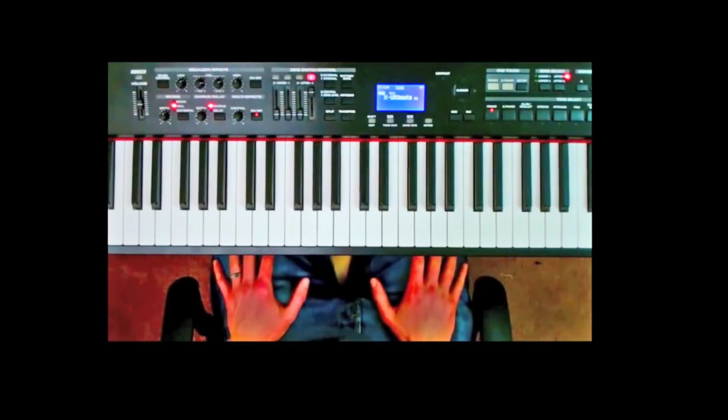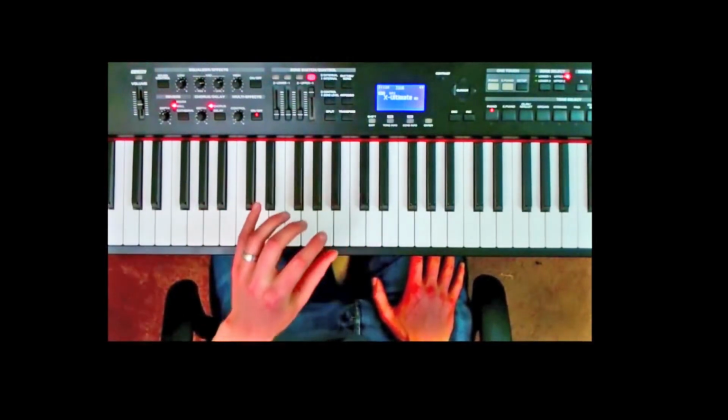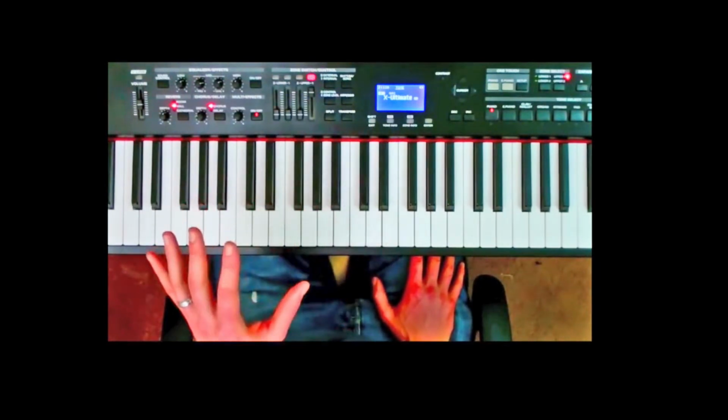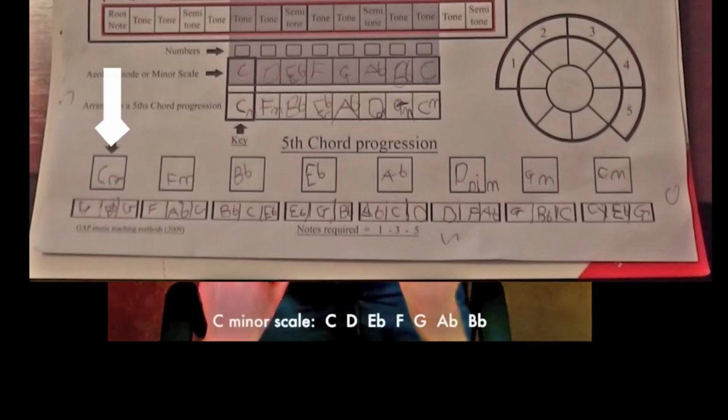So for a diatonic cycle of fifths, you go down a fifth each time, but you keep it within the scale that you're in. So if it's a major scale or a minor scale, say we're in C minor, we'll start going down fifths within the scale. So let's go down a fifth within the scale.